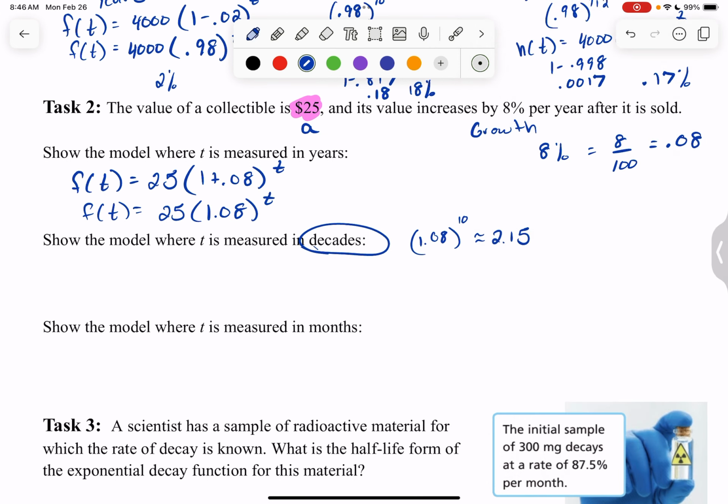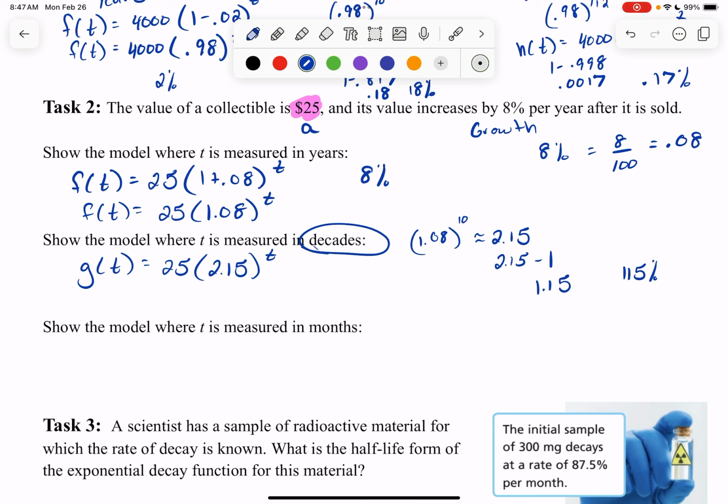2.15. So my new function here, g of t, is 25 times 2.15 to the t. So that growth rate is in decades. Okay, so here, this was an 8% growth rate. This one, I would need to figure out how much more than 1 this is. So I'd have to take the 2.15, subtract the 1 off, and we would get 1.15. So that'd be 115% would be my growth rate for a decade.